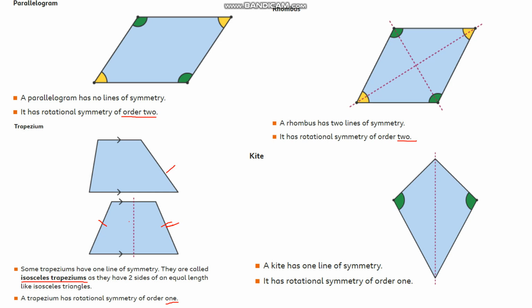And then the last shape that we're going to look at is the kite. A kite has 1 line of symmetry, which is shown in purple, and you need to know that it has rotational symmetry of order 1.